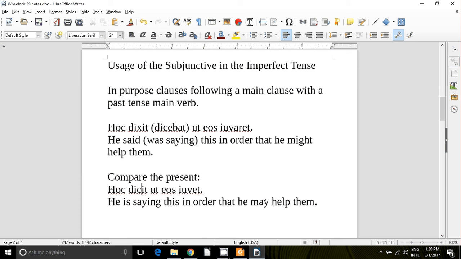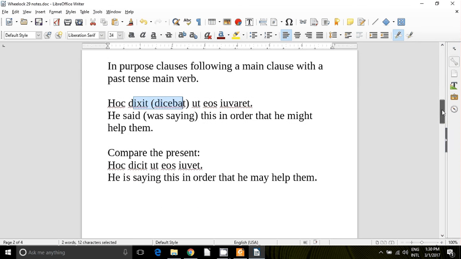In the present tense, we use may. So it's hoc dicit ut eos iuvet. He is saying this in order that he may help them. Again, these are distinctions that we don't make too much in English anymore, so they might not sound a lot different to you, but we actually do make them in the most proper written English. So the imperfect subjunctive follows past tense main verbs.